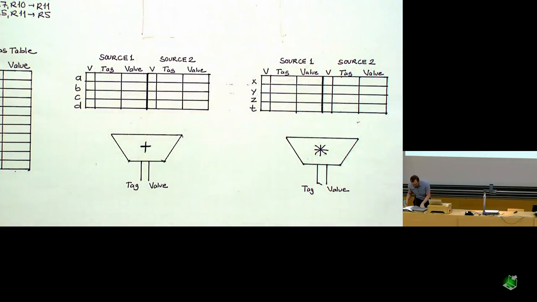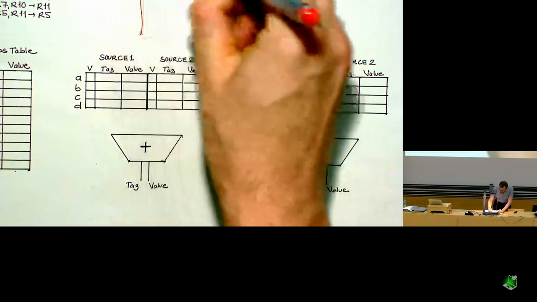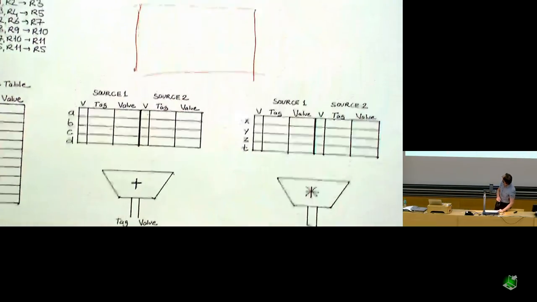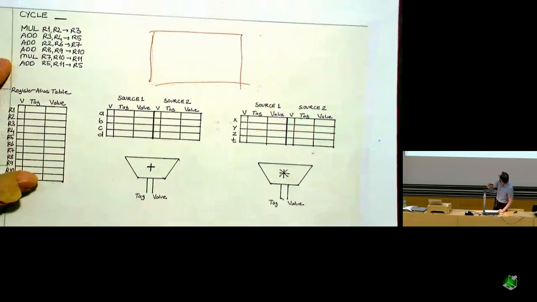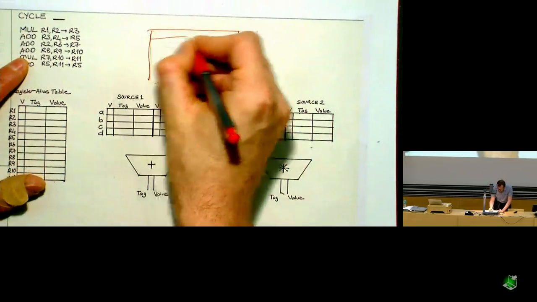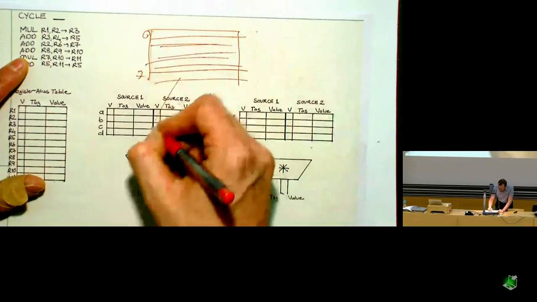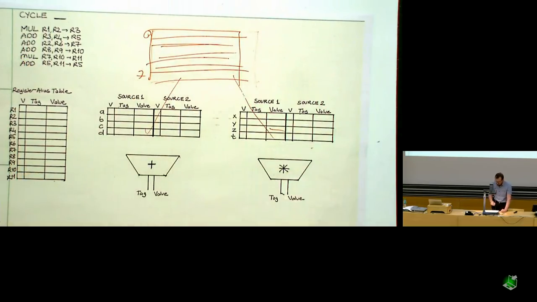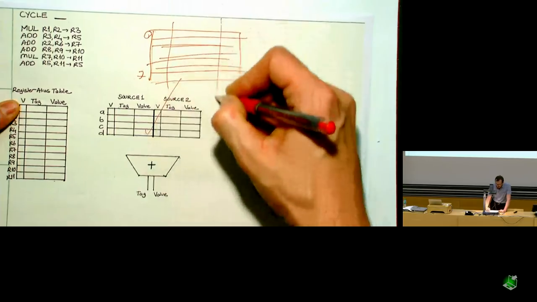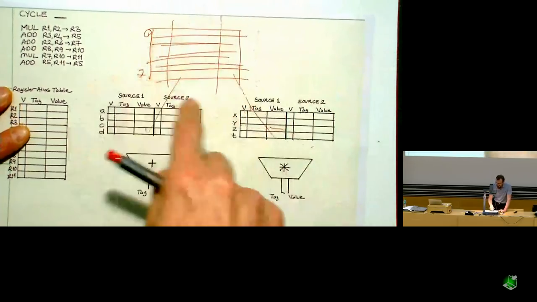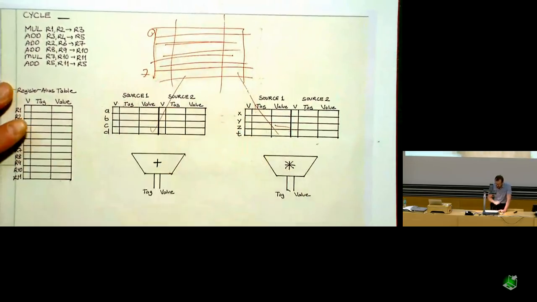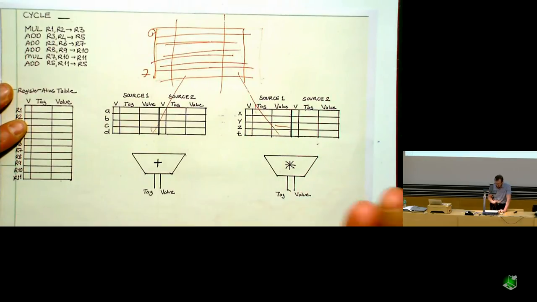compared to having a single 8 entry one. Yeah, a single 8 entry one over here, 0 through 7, that can go to both. Now you need to search for tags longer because the wires are longer if it's dynamically partitioned and global this way. So that's one trade-off.